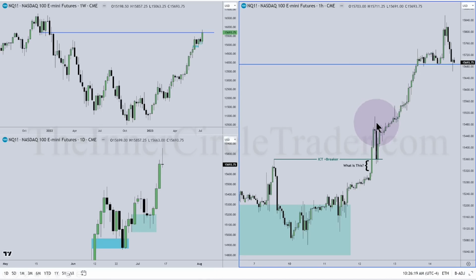We do gradients on wicks. We never want to see, in this case here, lower than 50% or consequent encroachment. So any respect of this wick should be limited to the high, 75% of the wick, and then consequent encroachment, which is half. Go over here, look what it's doing. It's going down, but it won't breach on a closing basis the midpoint of that wick.